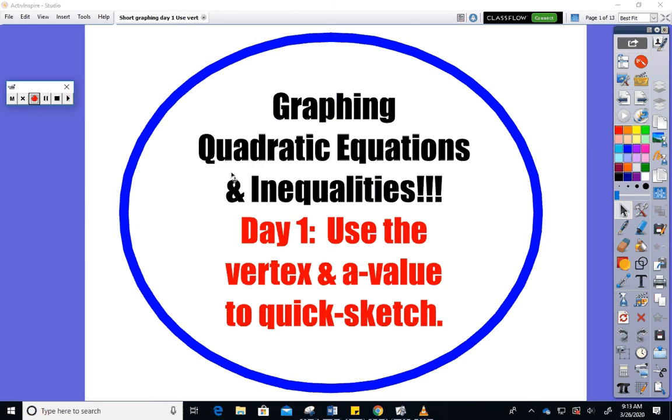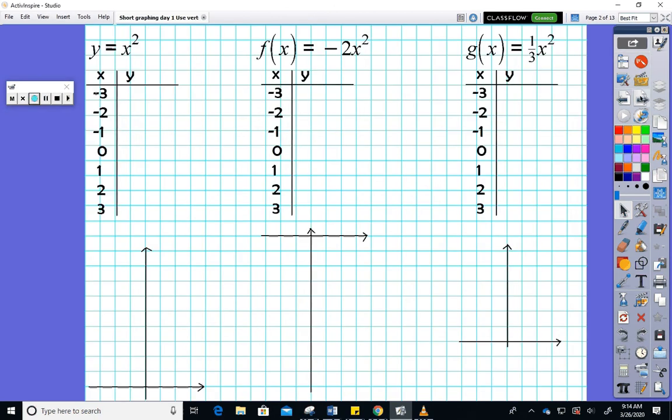Hey guys, we're going to start graphing parabolas, or we're going to graph quadratic equations or quadratic functions. You'll also see me graph quadratic inequalities, which are really easy to transition into. Now, we're going to make this a 3-day process. So today we're going to learn to use the vertex and the A value to get some real quick sketches.